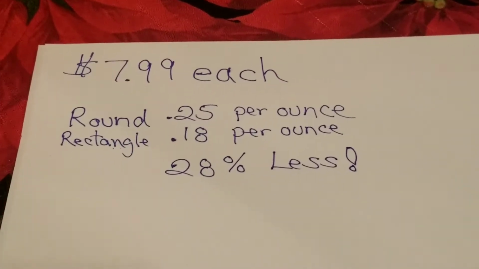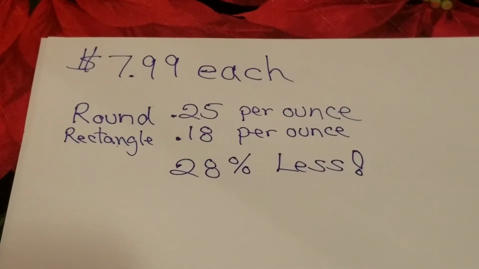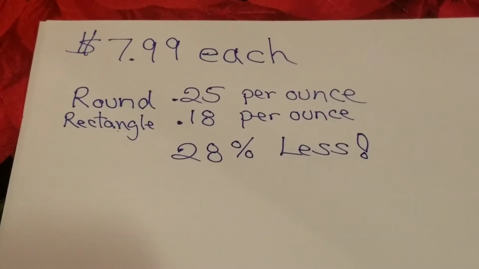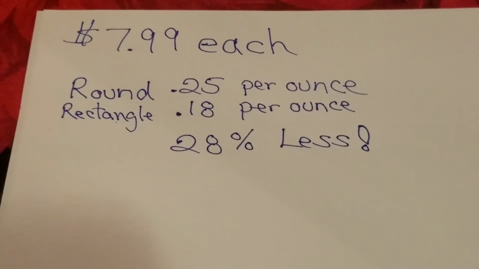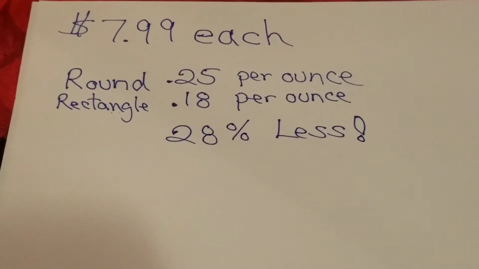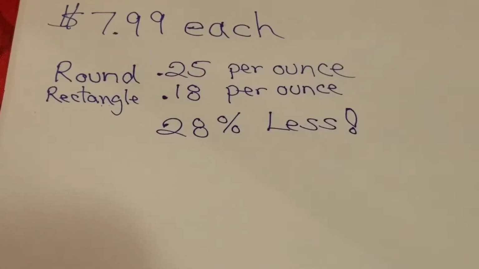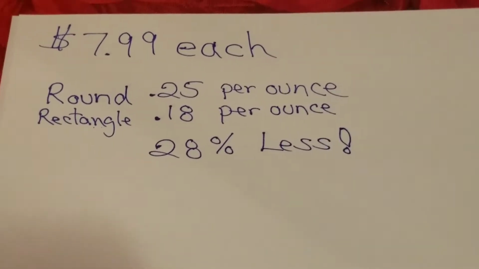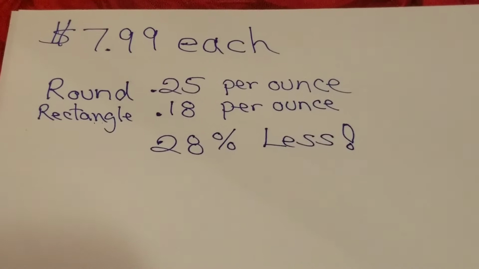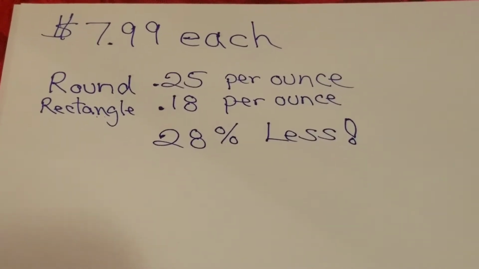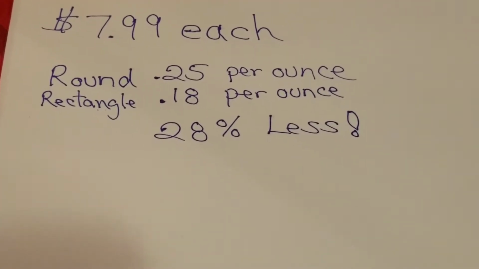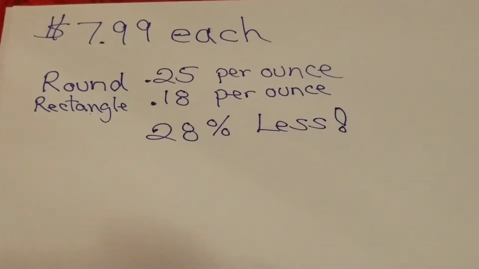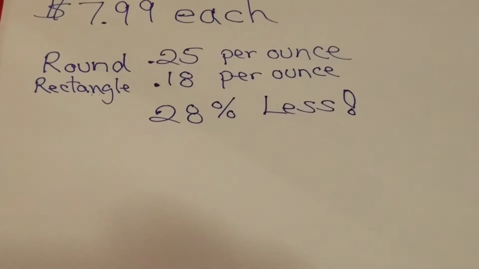Let's have a look at the math. These pizzas were $7.99 each. The round one was 32 ounces. That comes out to 25 cents an ounce. The rectangular one was 44 ounces. That comes out to 18 cents an ounce, or 28% less. So the rectangular / square pizza is a much better deal on price per ounce. Much better deal. Let's see if that holds up when you take into account the various crust sizes, though.